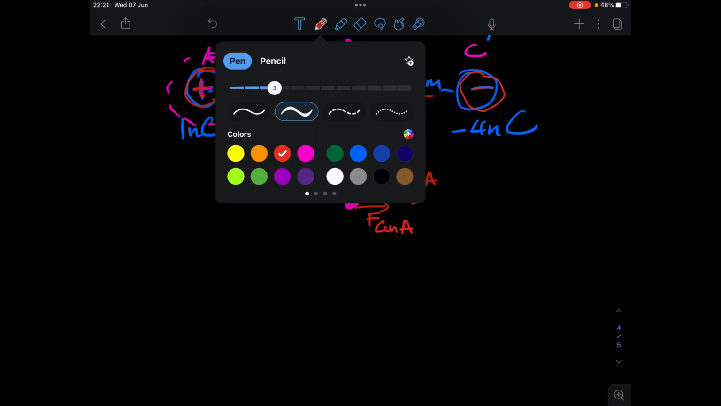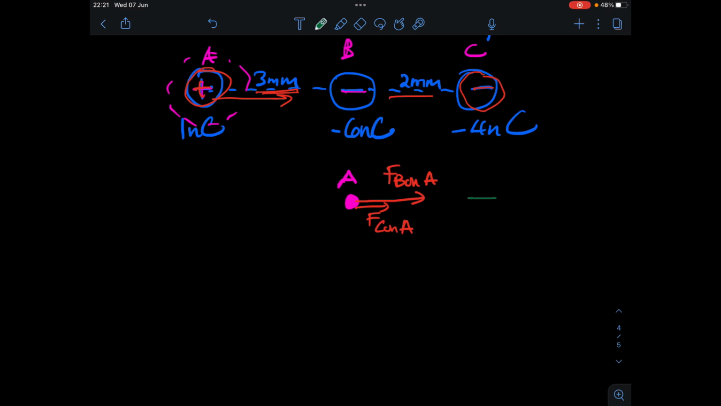Let's say they wanted us to draw the vector diagram. The vector diagram is going to be like this. Force of B on A, and then since they're going in the same direction, you're going to draw them consecutively. So it has to follow that one. It's the tail to head, or head to tail, method.